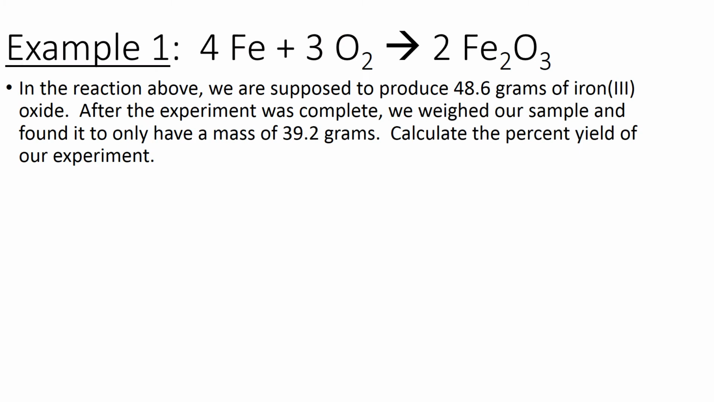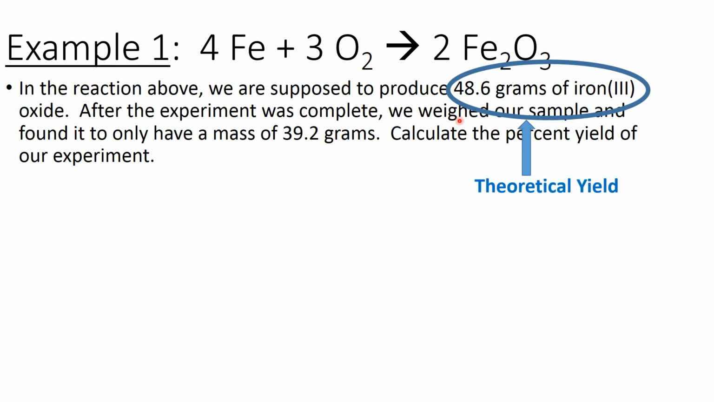Let's look at this with a real equation. I have here iron plus oxygen yields iron(III) oxide. In this reaction, we're supposed to produce 48.6 grams of iron(III) oxide. Take a look at this term up here, supposed to produce. So that's our theoretical yield.